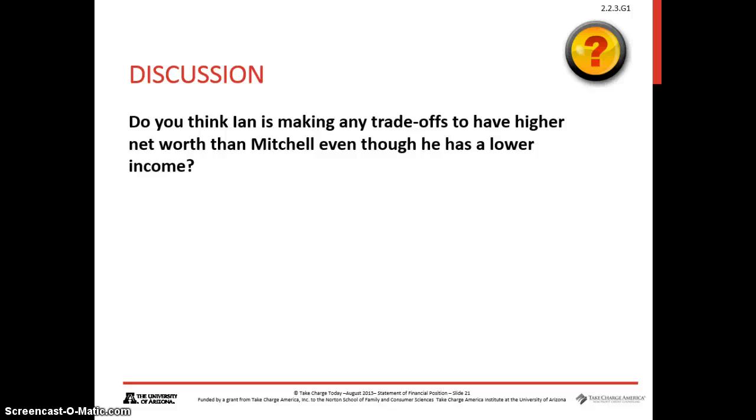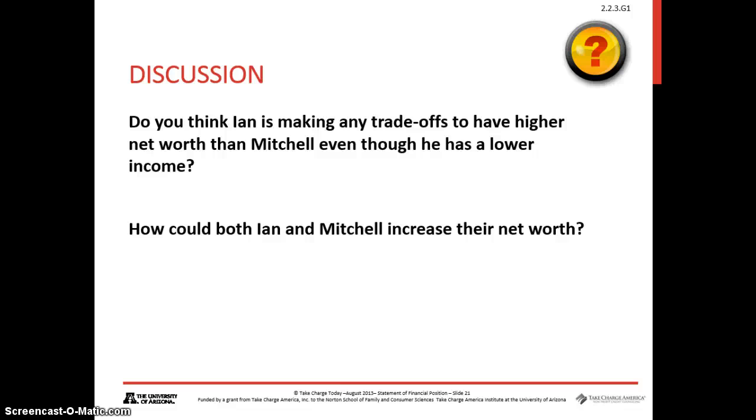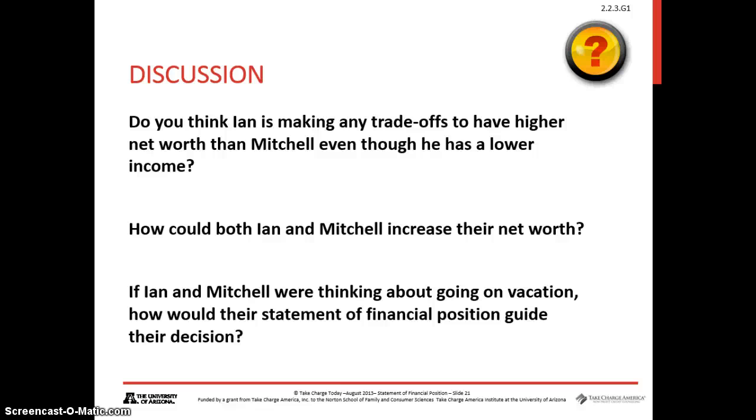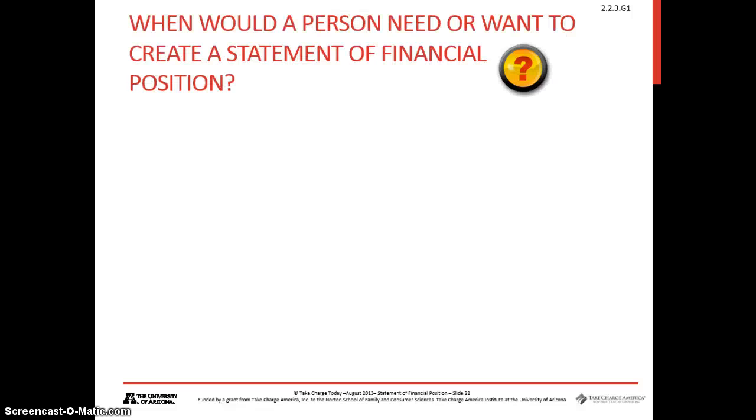If you're not quite sure if you remember what a trade-off is, please go back and look for the proper terminology so that you will be able to answer the question in the way that it should be answered. Also answer, how could both Ian and Mitchell increase their net worth? And if Ian and Mitchell were thinking about going on a vacation, how would their statement of financial position guide their decision? Complete those and put those on a piece of paper.